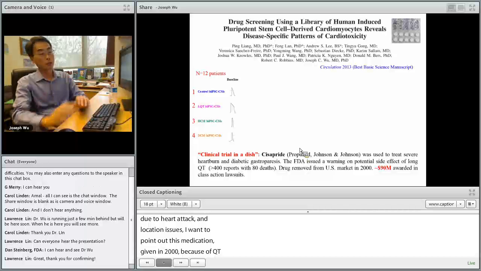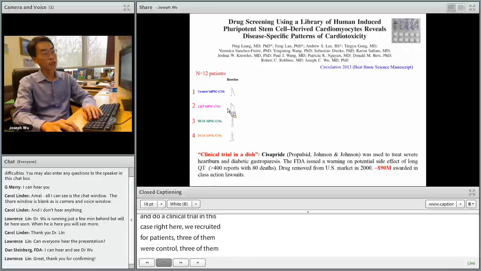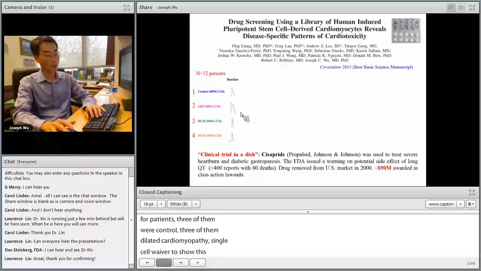Now, we can't give cisapride back to patients because the medication has already been withdrawn from the market, but we can give cisapride to our patients' iPSC cardiomyocytes. We can do a clinical trial in this case. So we recruited 12 patients, 3 of them control, 3 of them long QT, 3 of them hypertrophic, 3 of them dilated cardiomyopathy. And we did a single-cell patch clamp, and we're able to show that the long QT patients have prolonged action potential, which is not surprising because they have long QT1 to begin with.